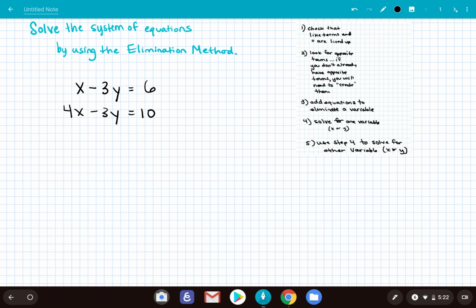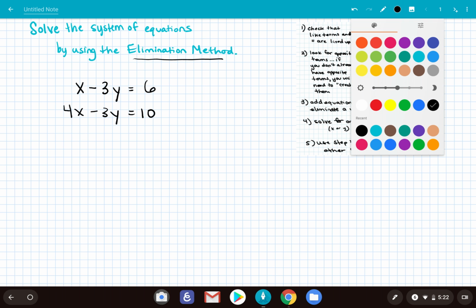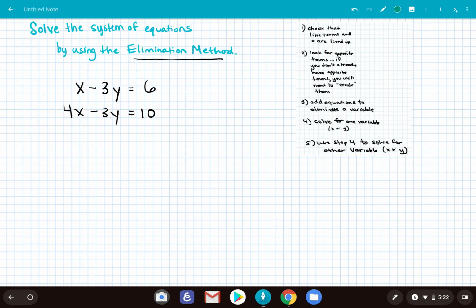Let's solve another system of equations by using the elimination method, also called the linear combinations method. I just wanted to remind you of the basic steps that you need to keep in mind when you're using this method. First, we want to check that like terms and the equal sign are lined up.